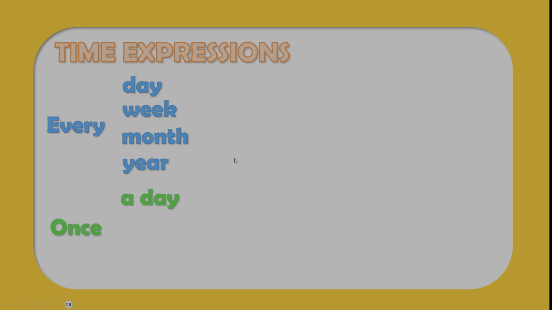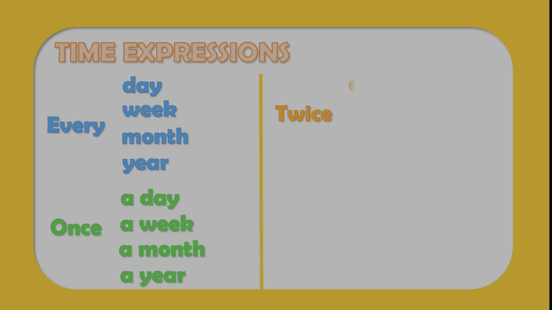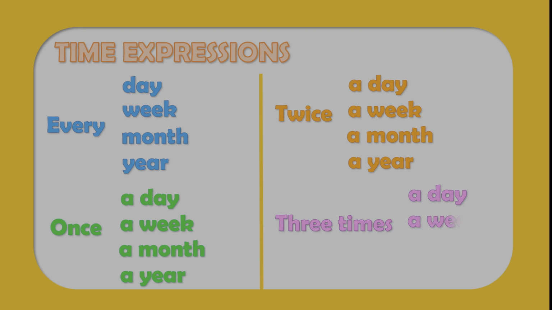We can also say once in a day, once in a week, once a month, or once a year. More expressions, yes, we can also say twice. Twice, that means another shot, another try. So twice a day, twice a week, twice a month, twice a year. And we can keep on describing more expressions. So three times a day, three times a week, three times a month, and three times a year.